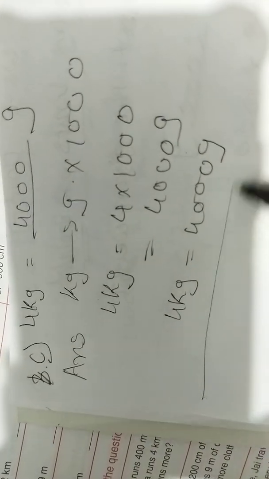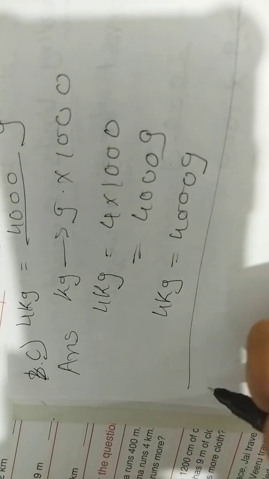I hope, students, your writing work is complete. Now we'll start the next sum. D sum. In that, 1 kg is equal to dash grams.